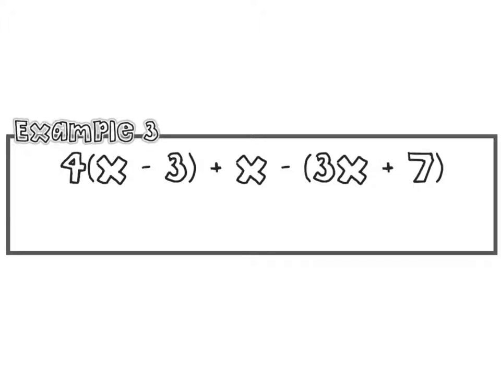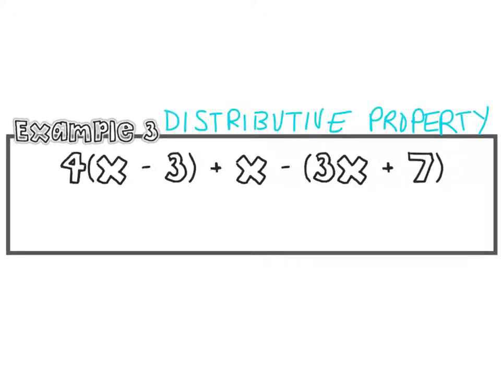Okay, example 3 incorporates something called the distributive property. If you want to write that above. If you have the distributive property, you are always going to do that first. You're going to distribute, which means multiply the outside number to the terms inside the parentheses. So we have to do that step first. So this would become 4x minus 12, because I multiplied 4 times x and 4 times negative 3.